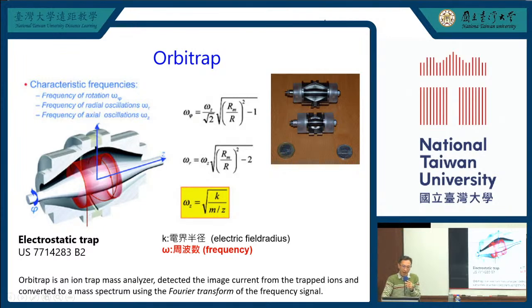So the ion is injected into the Orbitrap, and it will move just like this. In fact, it will move in 3D, right? It has the axial moving and the radial moving. After that, we detect the image current by this frequency, and use the Fourier transform to transform the time domain into the frequency domain, and then calculate the M over Z by this equation. So this is Orbitrap.